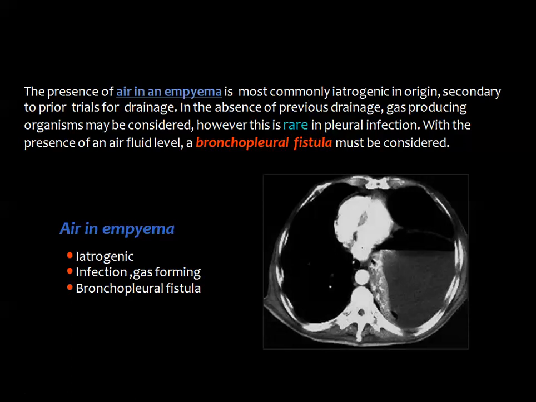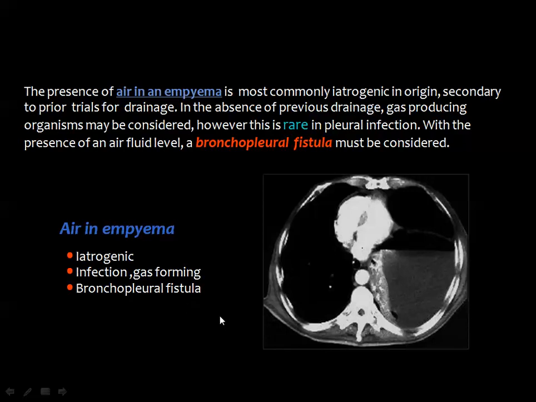Then when to suspect the development of bronchopleural fistula, which is more seen in adults than in the pediatric age group. If you see a pleural fluid, and at some time the pleural fluid developed air inside, we have three possibilities for air developing in a pleural collection. Number one is iatrogenic, due to insertion of an aspiration needle or an intercostal tube. Number two is an infection with gas-forming organism. Number three is the development of bronchopleural fistula.